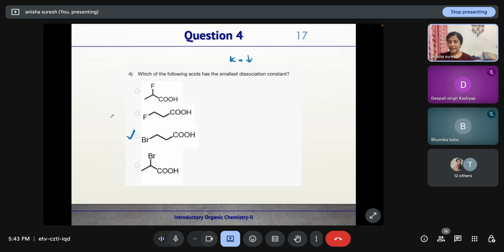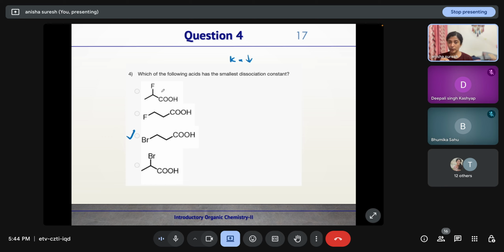So we have seen in the previous case that if an electronegative atom is present, that electronegative atom will be stabilizing the conjugate base that will be forming. So the conjugate base should be more stabilized such that the acidity of the compound will be greater. So in the case of options A, B and all, here fluorine is present. Because of its electronegativity, it can stabilize the conjugate base in this case, and because of that its acidity will be greater.